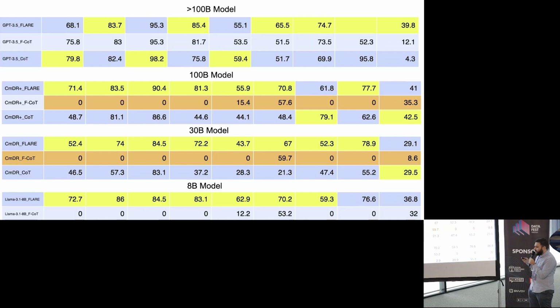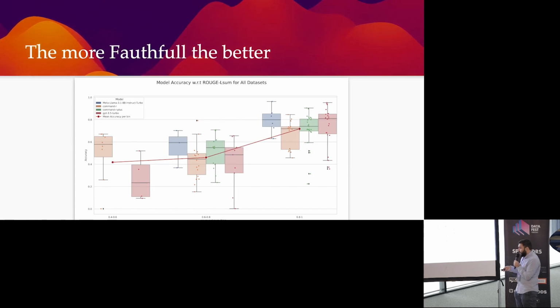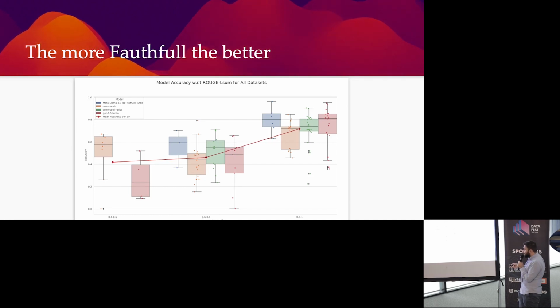Like, it doesn't fail, but it is massively worse. We also see one very interesting trend. We say, okay, now let's measure the faithfulness. Essentially, for each of the models, we bucket the faithfulness into buckets from 0.4 to 0.6, 0.6 to 0.8, and 0.8 to 1, and say, what is the overlapping trend?